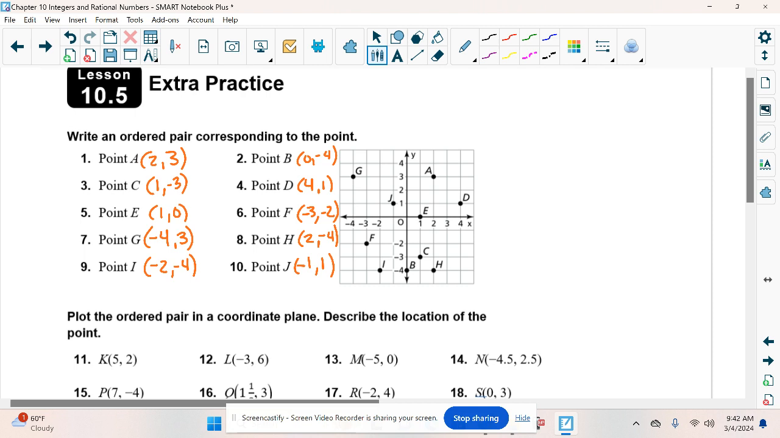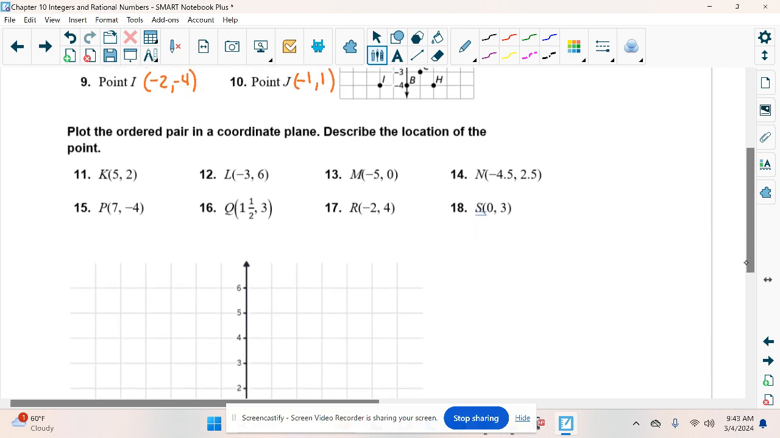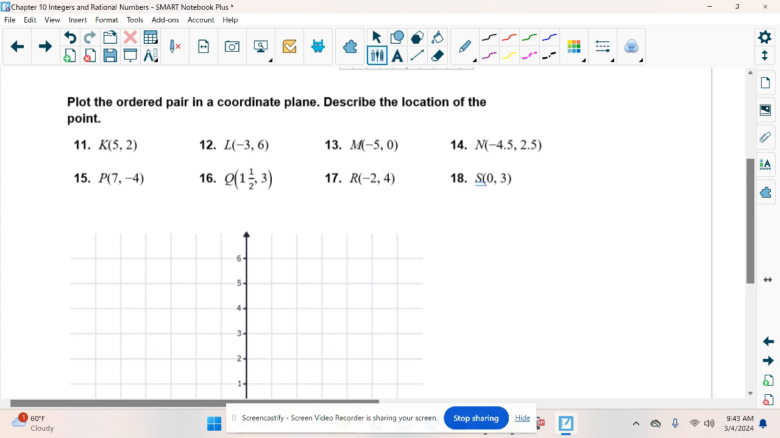This is good. As long as you go out first, then up or down, you'll get them right. Okay. Before we plot any points, I want us to predict where they're going to be by just looking at the signs. Before we can do that, I want us to practice.